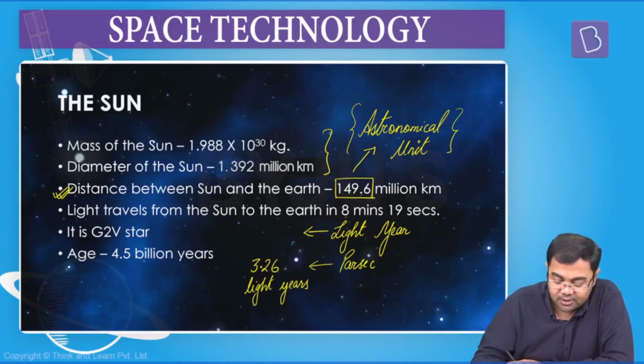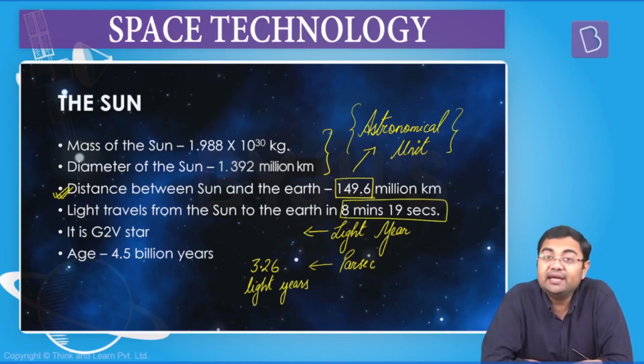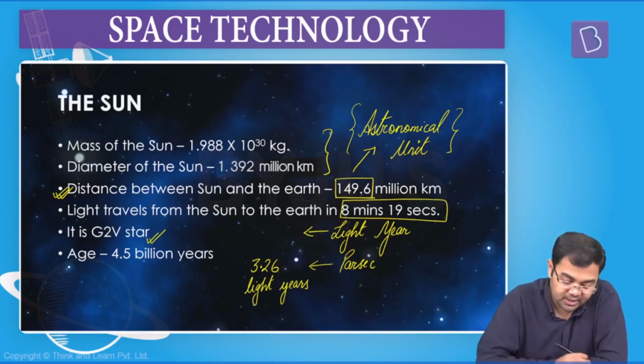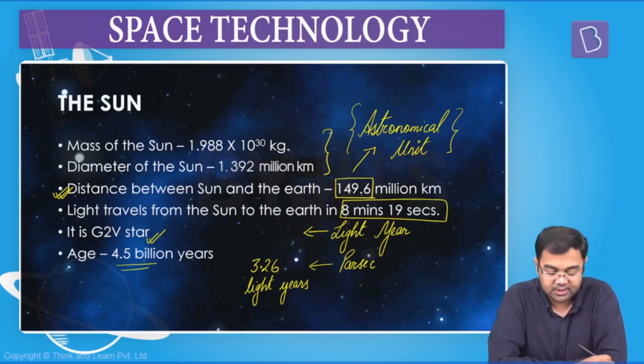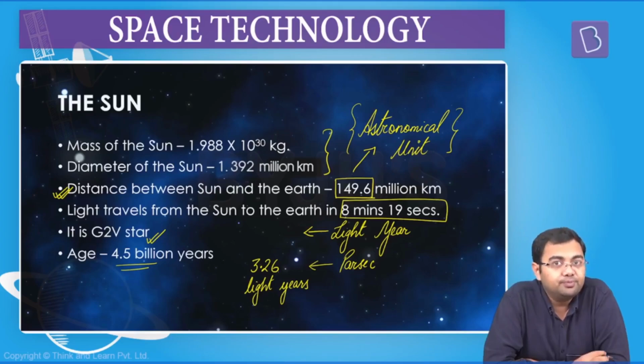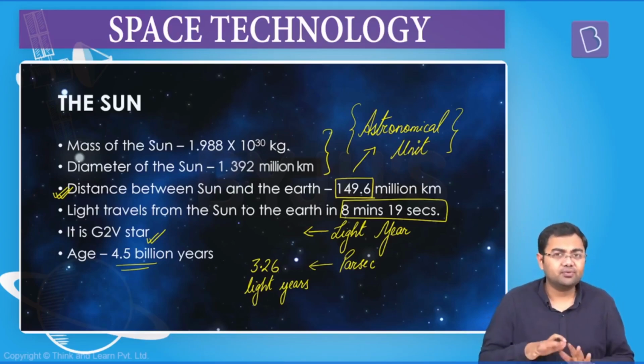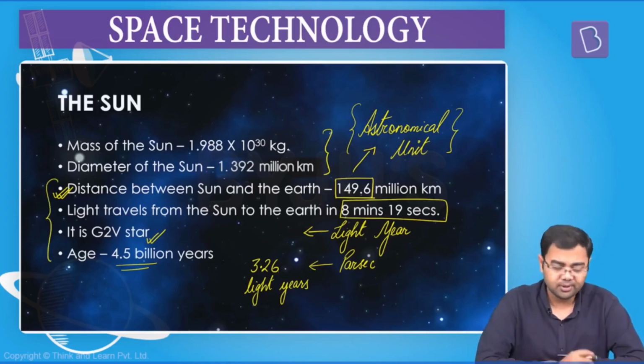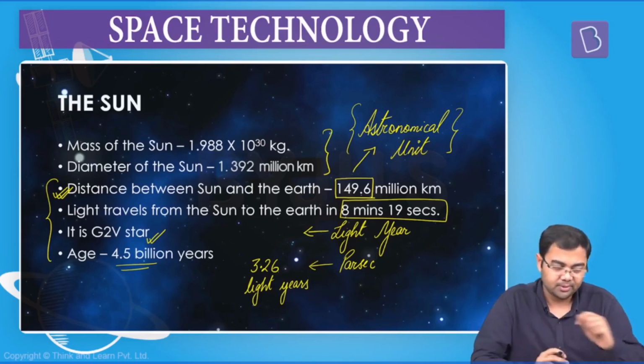Then, light travels from the sun to the earth, we all know this, in 8 minutes and 19 seconds. The sun can also be called a G2V star, and the age of the sun is about 4.5 billion years. So these are some of the facts which are important. Especially these four are the facts which are more important. The first two are not that important about the sun.